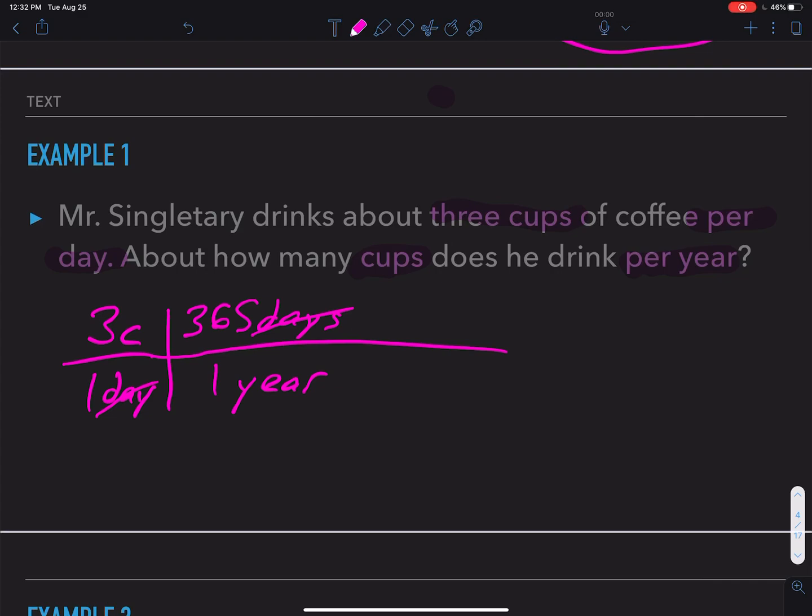So now we just simply multiply. So 3 times 365 gives us a numerator product of 1095. Now for our denominator, the down low part of our fraction, 1 times 1 is 1. So 1095 divided by 1. So 1095 cups per 1 year.